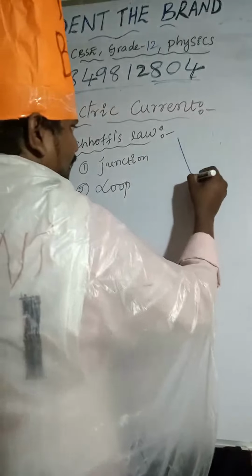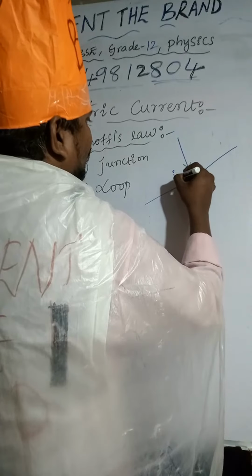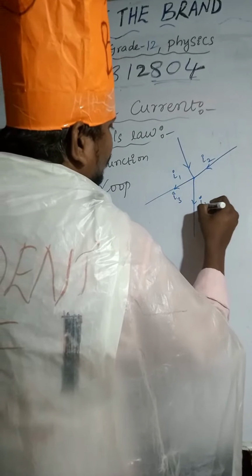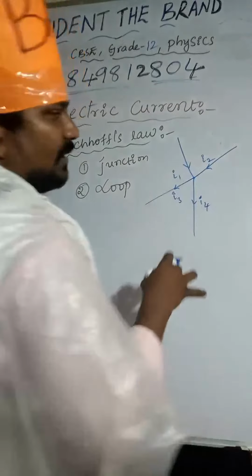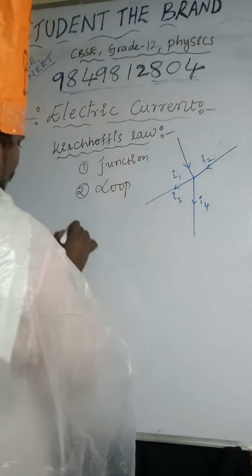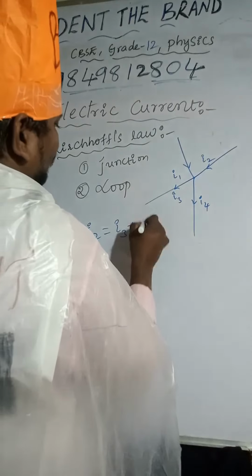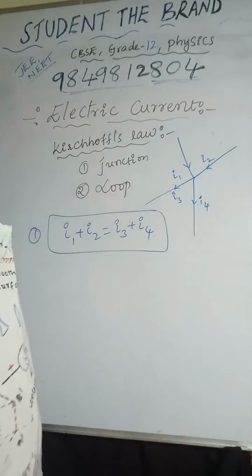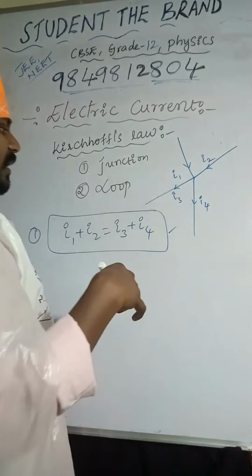So if you are taking current like this, I1, I2 and I3 and I4. So algebraic sum of currents at a junction in a closed circuit is equal to 0. So I1 plus I2 equal to I3 plus I4. So current reaching the junction is equal to current leaving the junction.